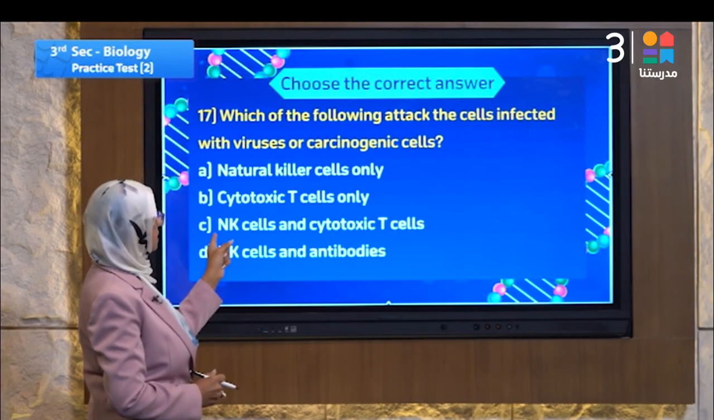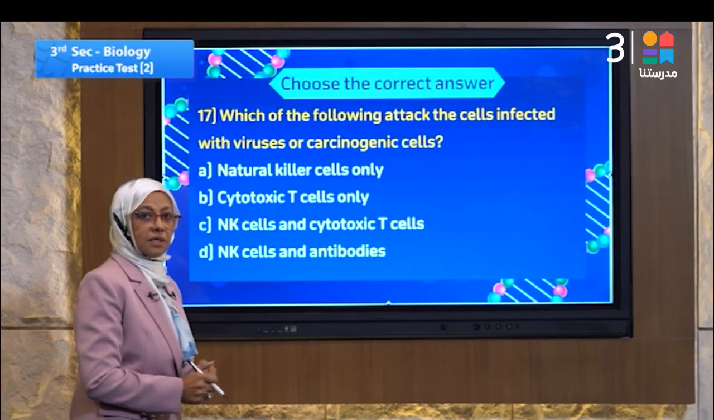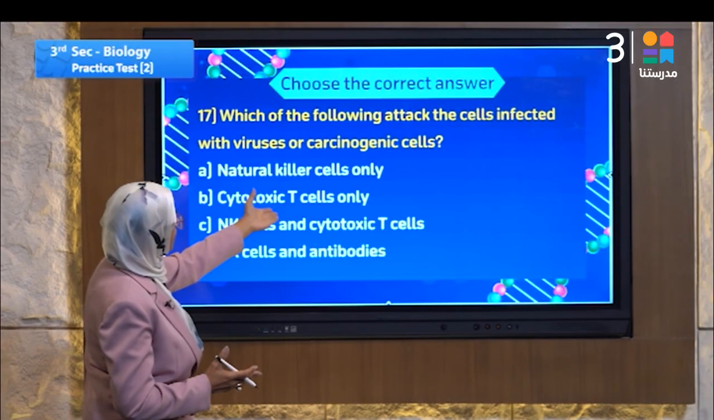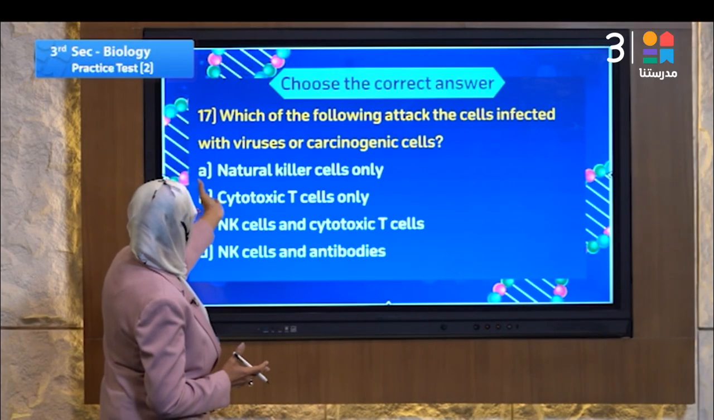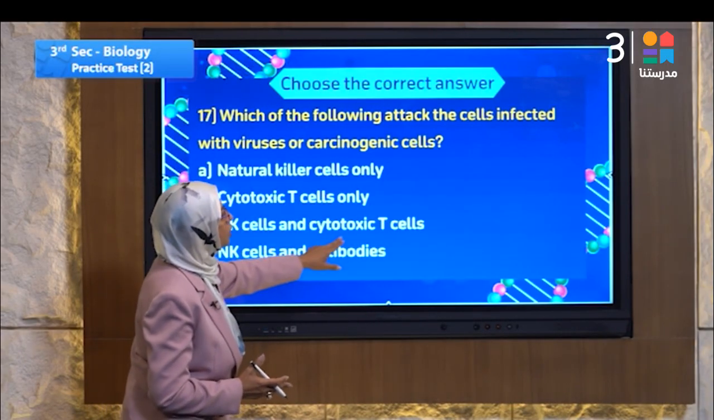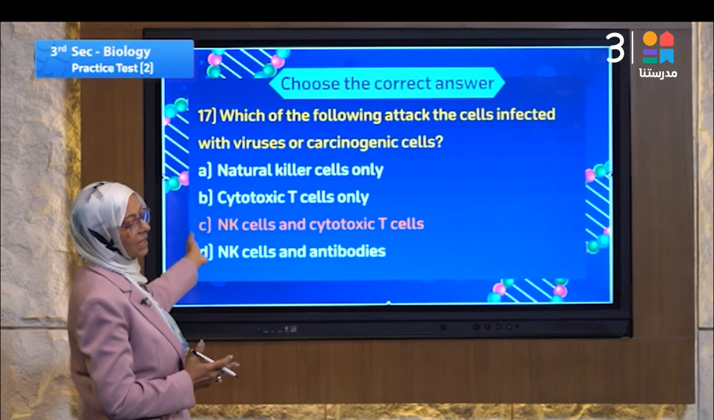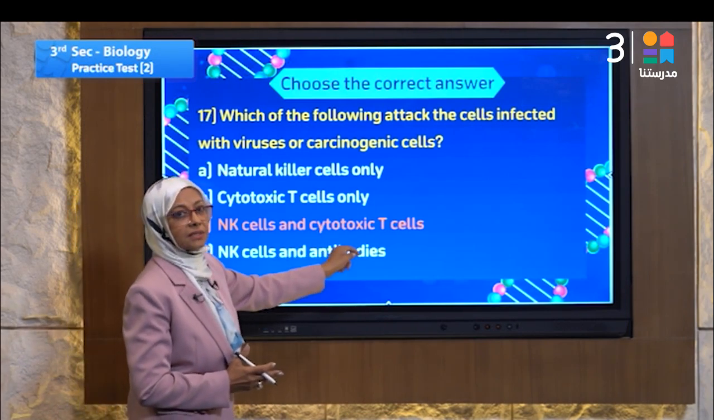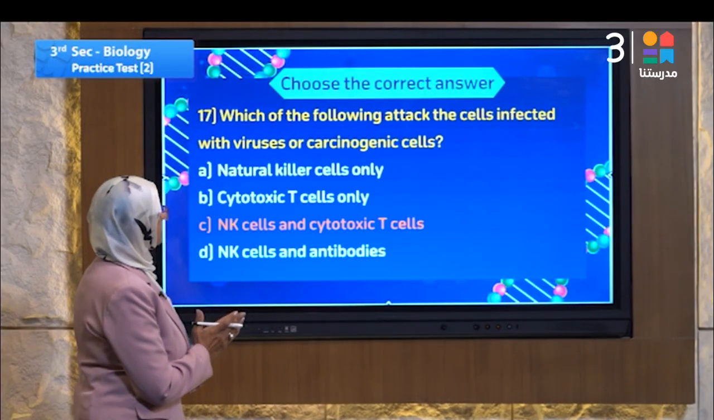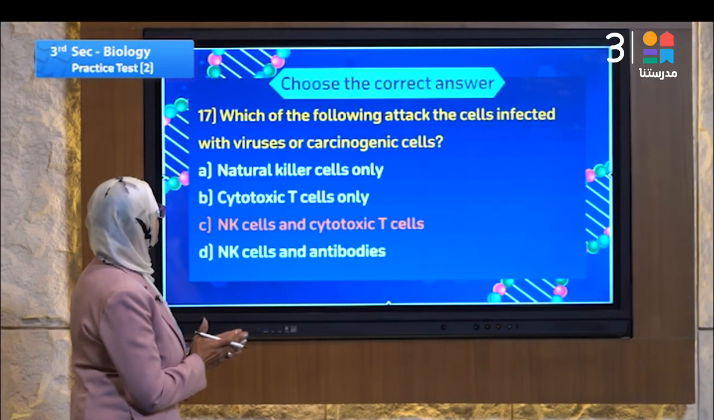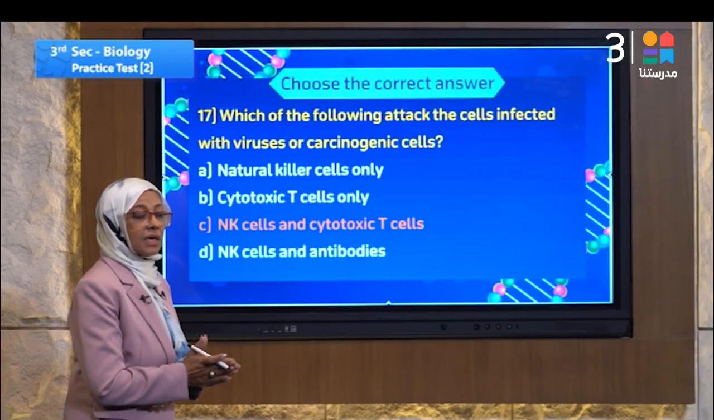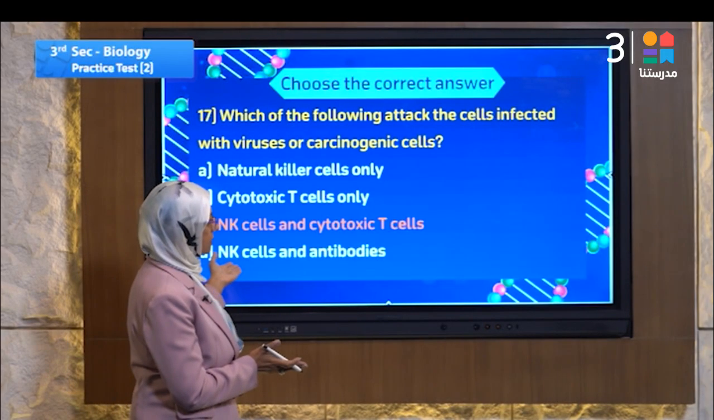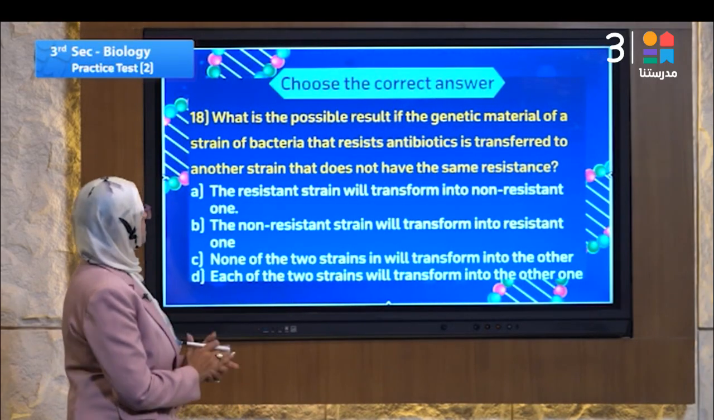Okay, we must think. When we are confused, we must read the question again. Which of the following attack the cells infected with a virus or carcinogenic cells? The answer must be natural killer and the cytotoxic T cells. They attack the cells infected with a virus and carcinogenic cells, cytotoxic and natural killer. Let's go to question 18.